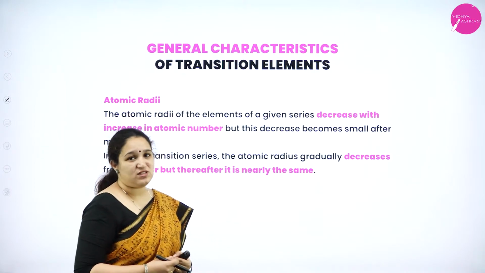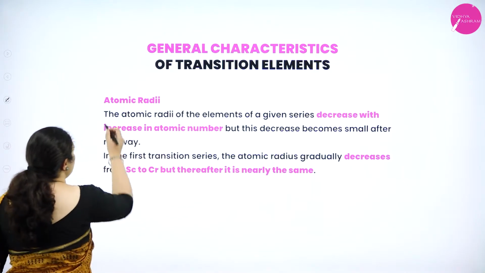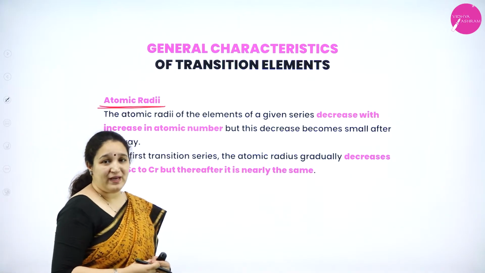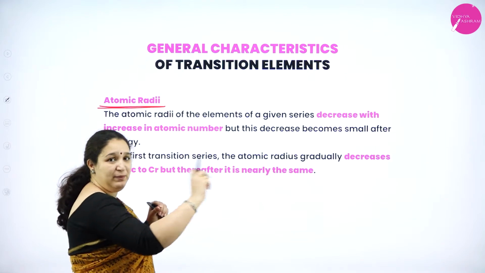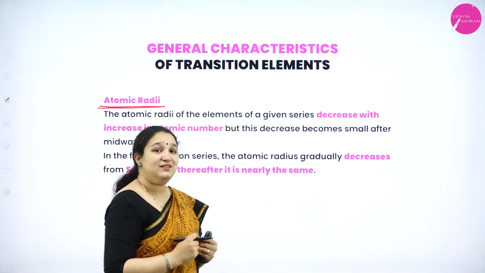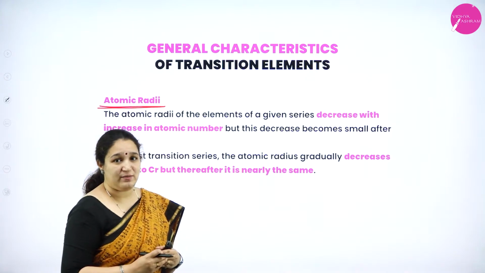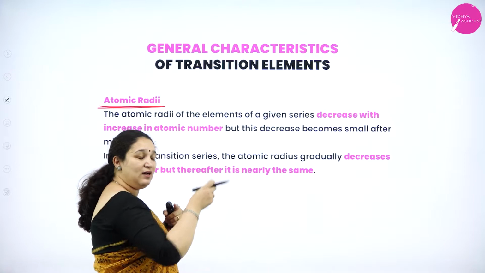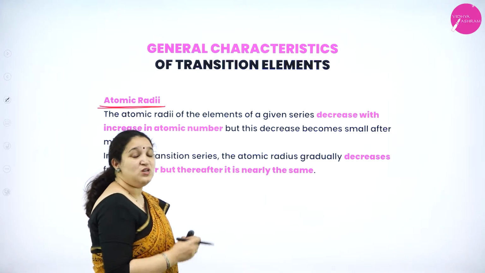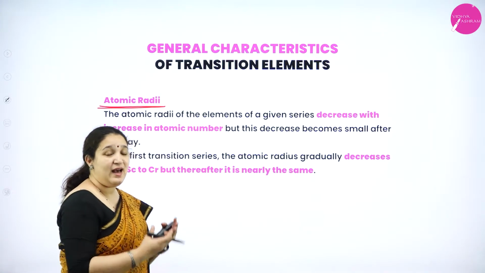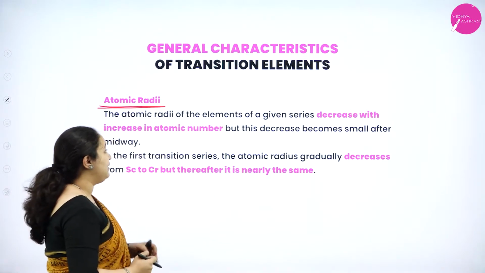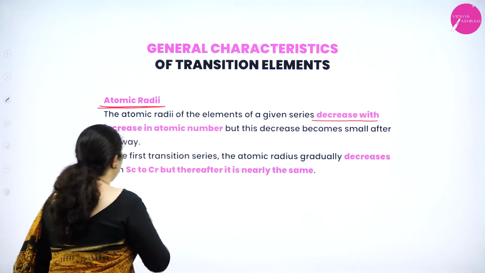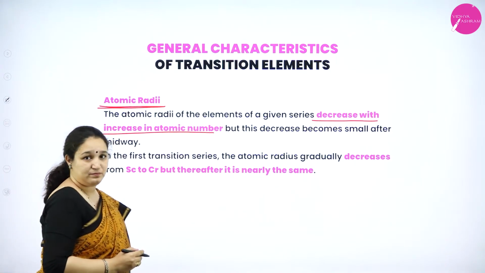The first characteristic of transition element is atomic radii. So what happens to the atomic radii as we move along the period? Remember, in D block elements or the transition elements, we'll always talk along the period more than down the group. Okay? So what happens to atomic radii as we move along the period? It is observed that it will decrease with the increase in atomic number.